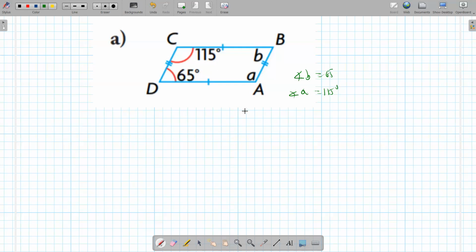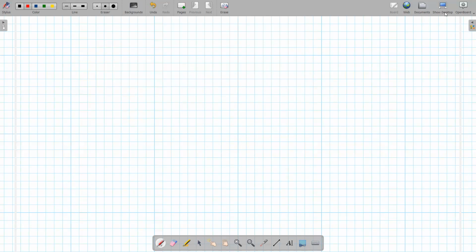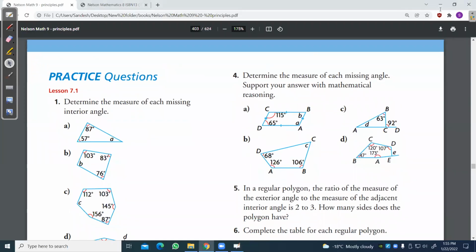What exactly is a parallelogram? A parallelogram is simply two different triangles. So if you just cut it in half, we're going to get two different triangles. Let's do the next one.